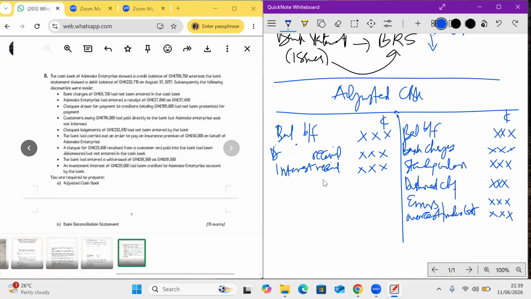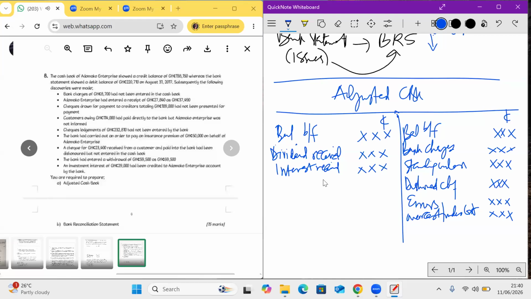So the dividend received. When they went for the printout of the bank statement, they saw dividend received on the credit side. So if the dividend is on the credit side and it didn't go through the cash book, when they are reconciled, they will realize that the dividend is on the credit side of the bank statement, but it's not in our cash book.